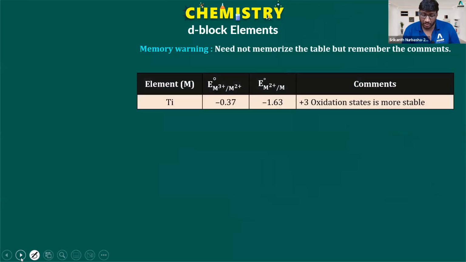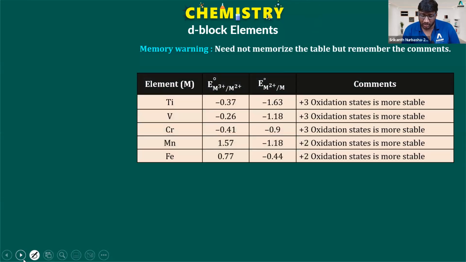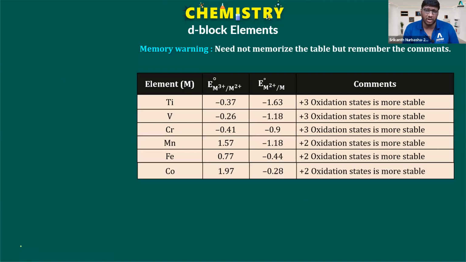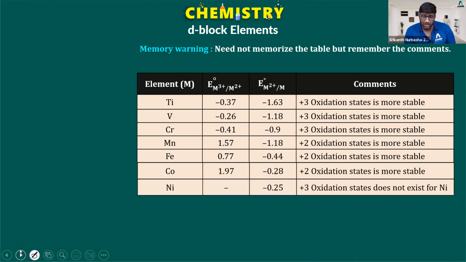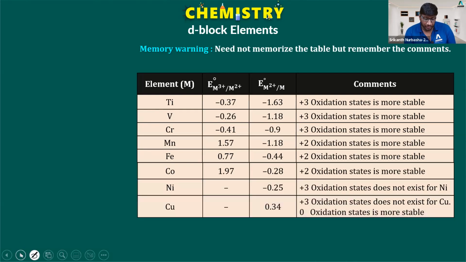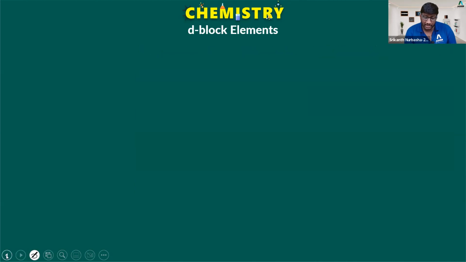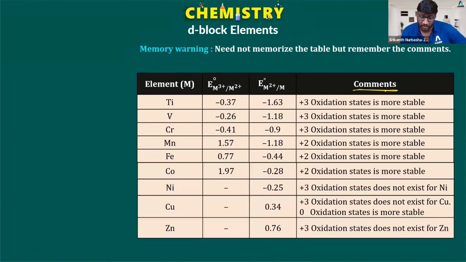Then we have some table of electrode potentials. You don't need to remember the values of electrode potential. That is not possible. No one can remember all the values, and the examiner also does not expect us to remember all the values. But the information, the data, is important. Need not memorize the table, but remember the comments. Titanium, like electrode potential of +3 to +2, +2 to 0. If you look at titanium, the +3 oxidation state is more stable. For each element, you have to remember which oxidation states are more stable.